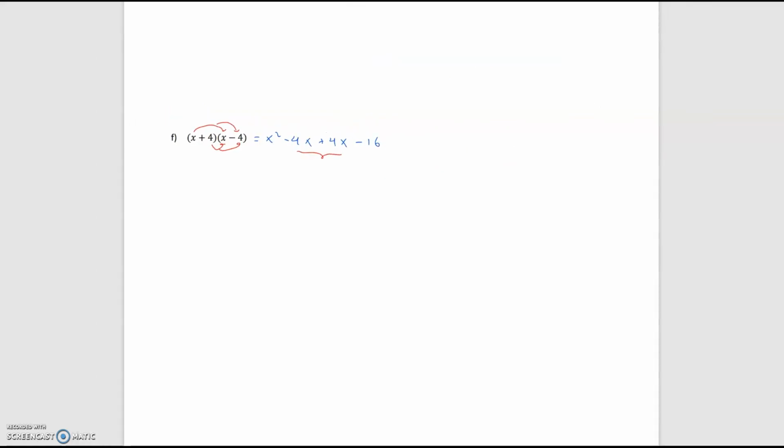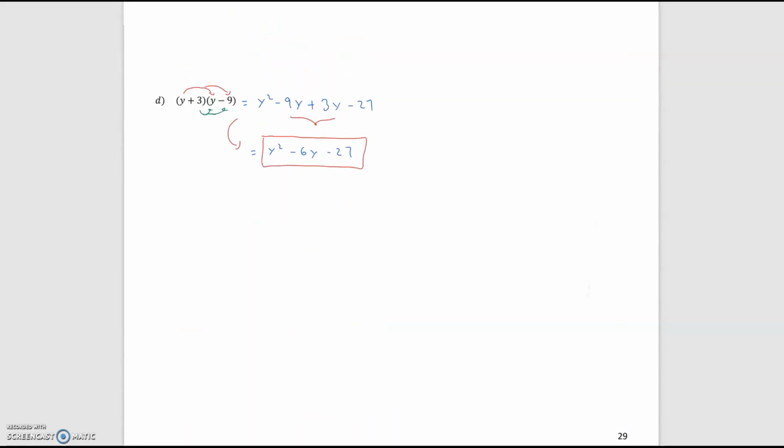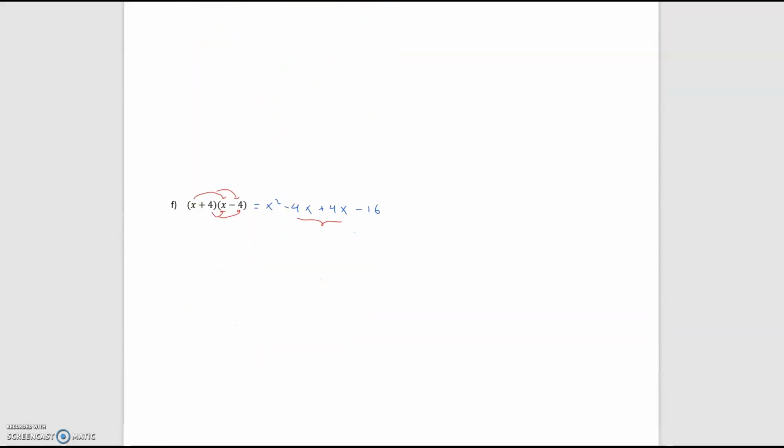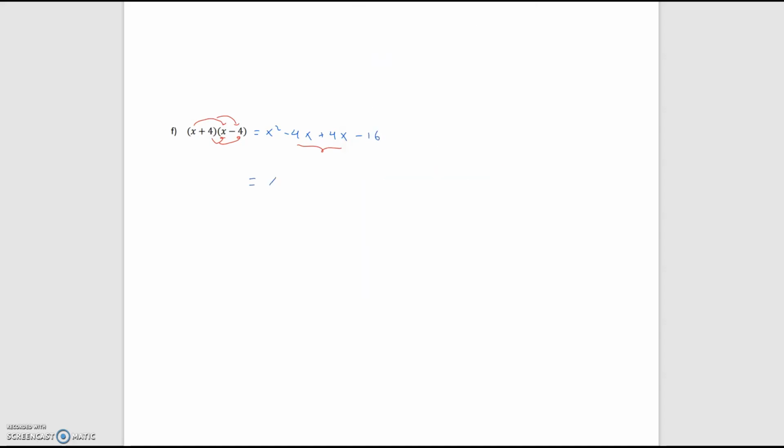On all the previous problems, when we multiplied the terms, we ended up with a middle term. This one added to -14u. The previous one added to -6y. That's because every one of the terms is slightly different. What you have here is the multiplication of conjugates. And a conjugate pair means one term plus a constant, times the same term minus the constant. When you multiply conjugates, your middle terms cancel out. And in this case, we're going to end up with x squared minus 16.